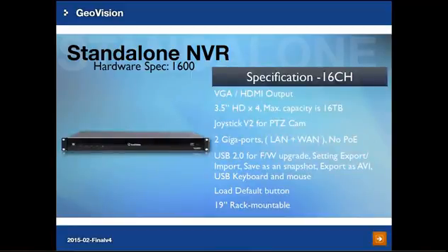Going into detail for the 16-channel SNVR, there are VGA and HDMI outputs, and you can install up to 4 hard disks, so the max capacity would be 16 terabytes. You can use the GV joystick V2 for the PTZ cameras. There are 2 gigabit ports, one for LAN, another for WAN. No PoE functions. With the 4 USB ports, you can perform firmware upgrades, import or export settings, save snapshots, export footage to AVI files, or use them for a USB keyboard and mouse. There's also a load default button on the back. Another thing is the 16-channel SNVR can be rack mounted.